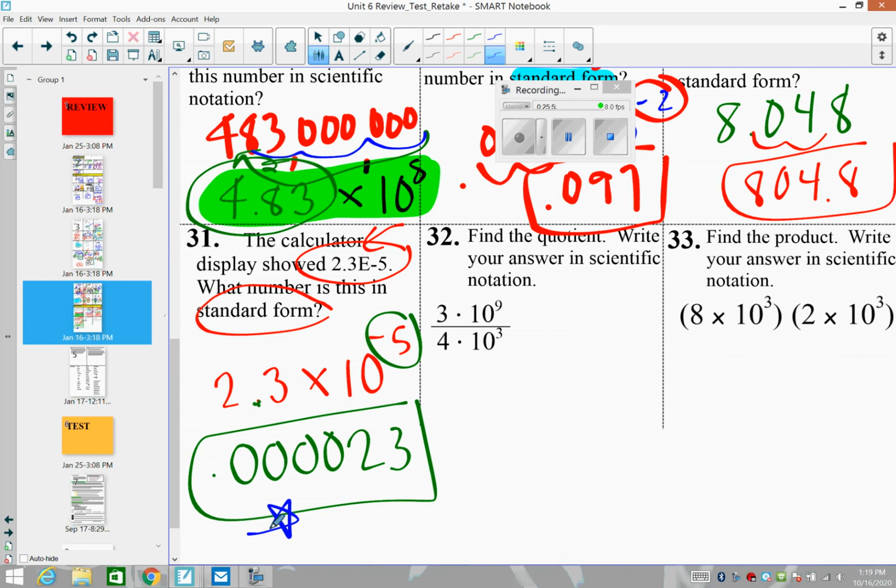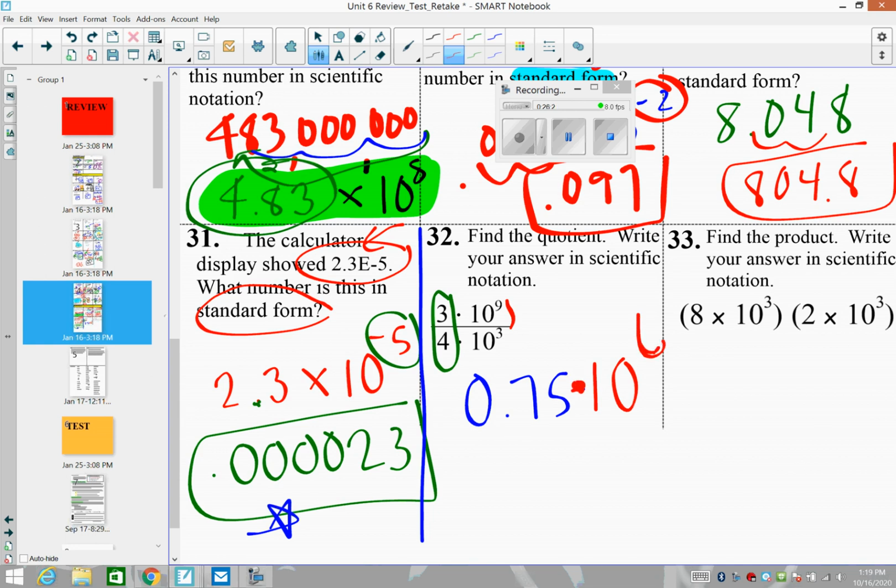Question 32 is find the quotient, means divide. Write your answer in scientific notation. All right, here we go. So we're going to divide 3 by 4. Type it in, type it in, type it in. Unless you know that 3/4 is what? 75 cents. You knew that. Now we are going to subtract our exponents here. So 10 to the 6th power.